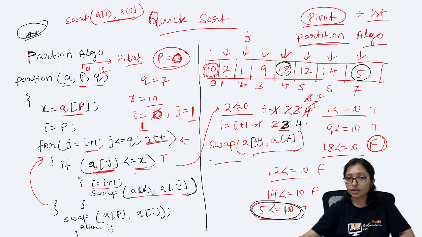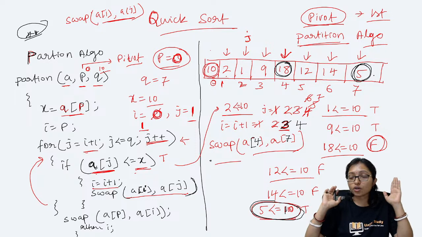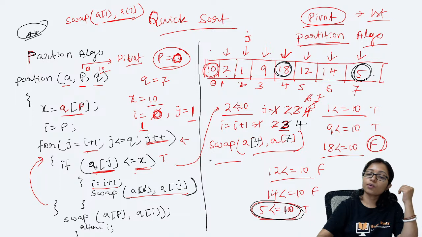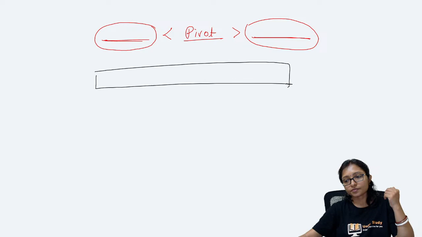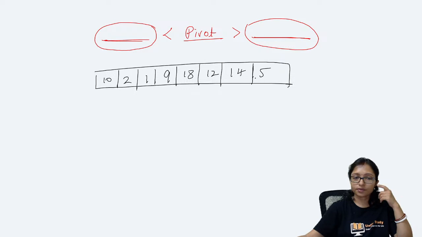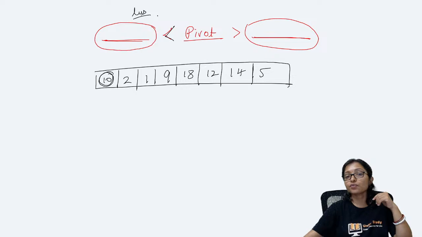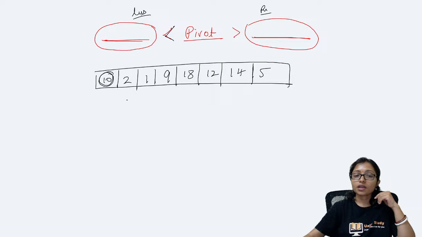So ultimately what was going on? Why was it going on? Think about it. Try to recap it. What was going on ultimately? I was taking this array: 10, 2, 1, 9, 18, 12, 14 and 5. I took 10 as the pivot element. My target was that all the less than elements will be on the left hand side, all the greater than elements on the right hand side. That's why I checked it with 10.